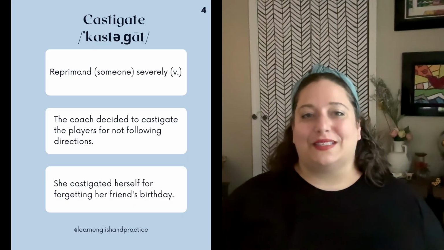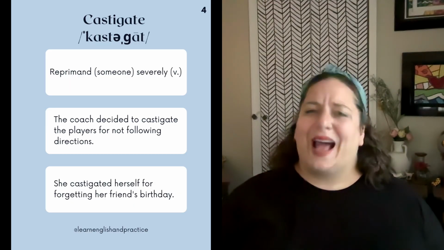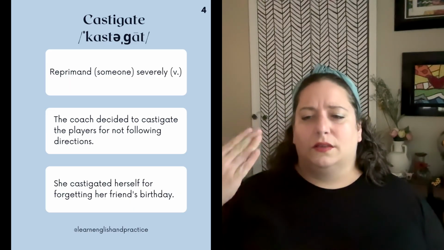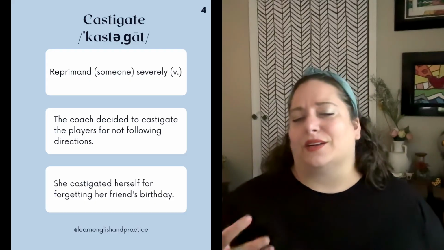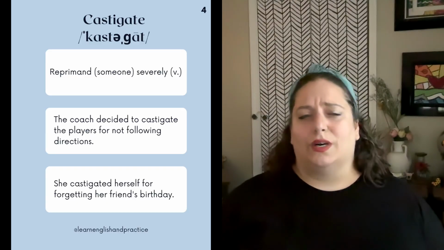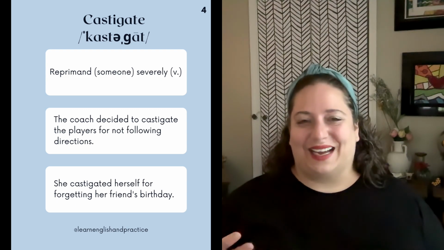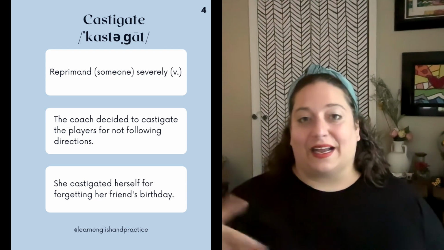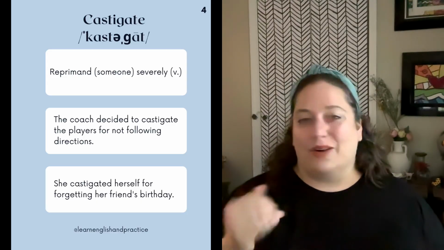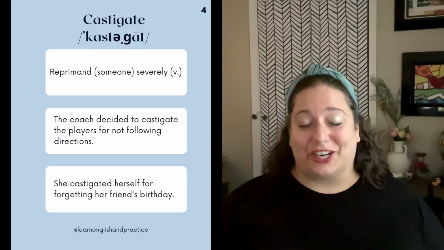Castigate. This means reprimand someone severely, as a verb. So to castigate someone is to scold them or to communicate that they've done something really wrong and to do so in a pretty forceful way. So castigating someone is really usually only appropriate in the context of an adult. Castigating a child, if someone was to castigate me as an adult, I would be offended. I would find that very demeaning and annoying for sure.